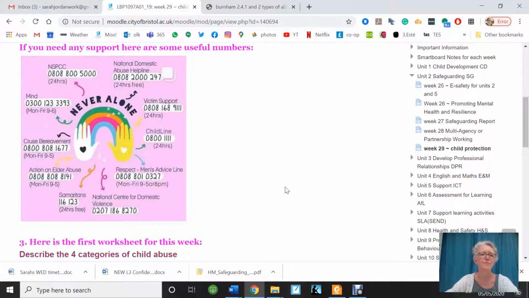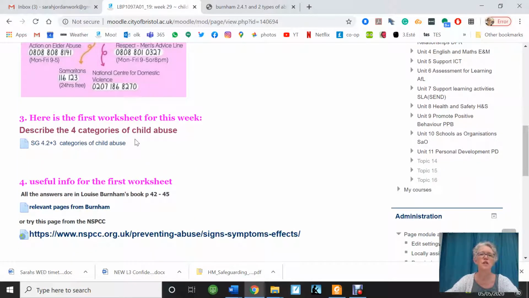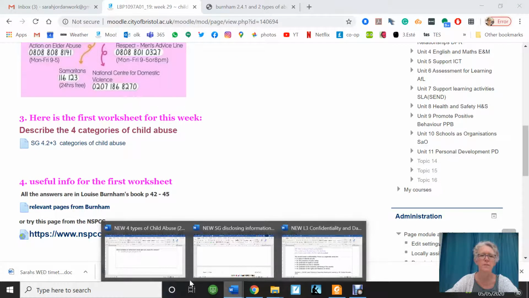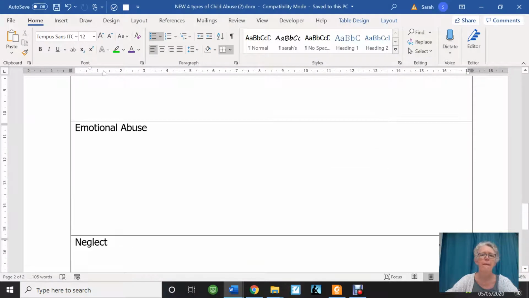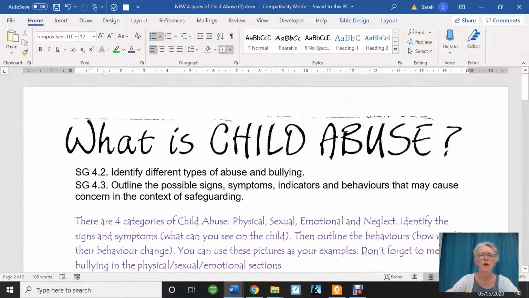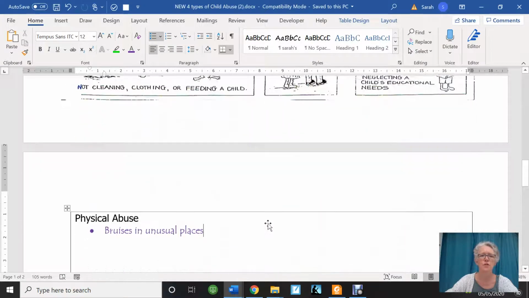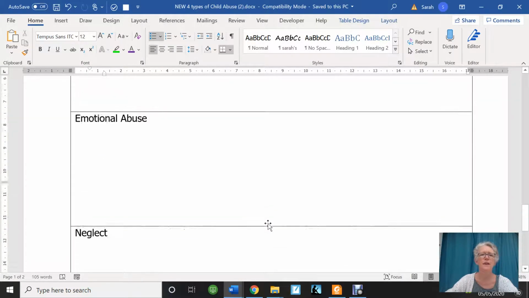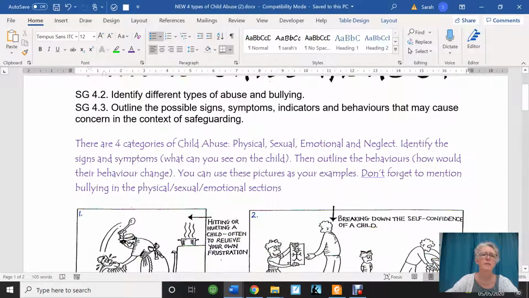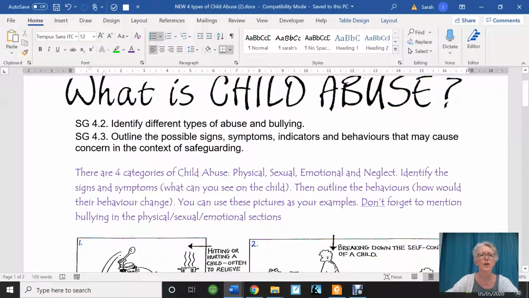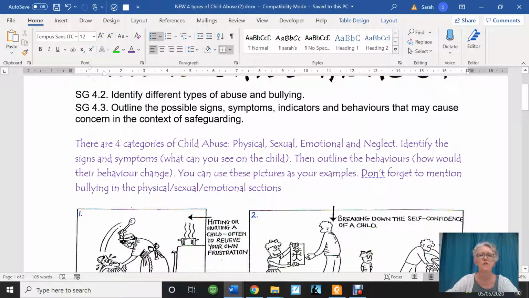This could be useful. So here's the first worksheet for this week, and it's about the 4 categories of child abuse and what behaviours would give you cause for concern. So if you click on this, we'll have a look. There's just one side here to fill in. Let's have a look. So we're looking at 2 identify or outline questions. That's bullet points. And it says here there are 4 categories of child abuse: physical, sexual, emotional, and neglect.